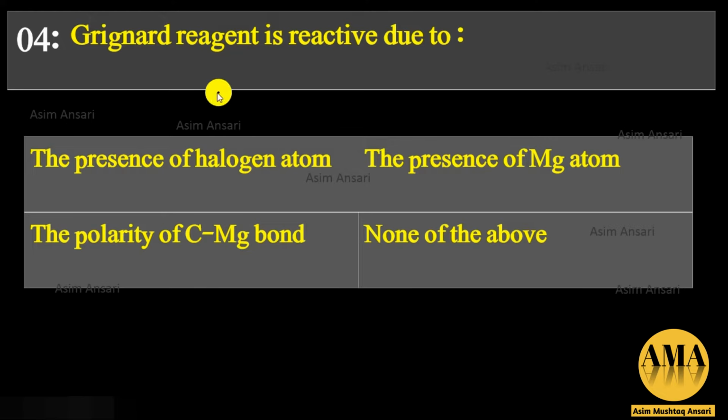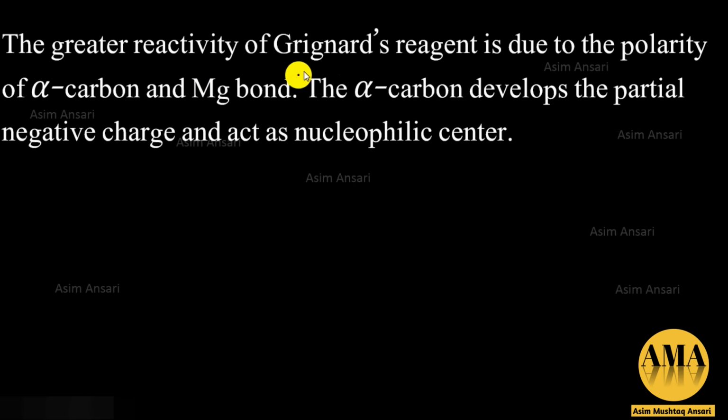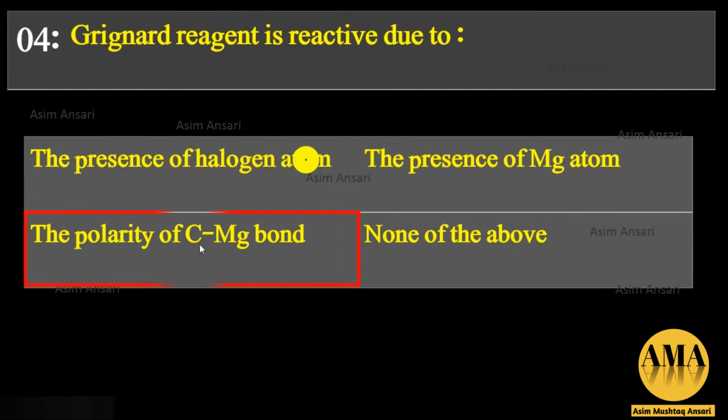Grignard reagent is reactive due to: the presence of halogen atom, the presence of magnesium atom, the polarity of the C-Mg bond, or none of the above. The greater reactivity of Grignard reagent is due to the polarity of the alpha carbon and magnesium bond. The alpha carbon develops a partial negative charge and acts as a nucleophilic center. So the exact answer is the polarity of the C-Mg bond.